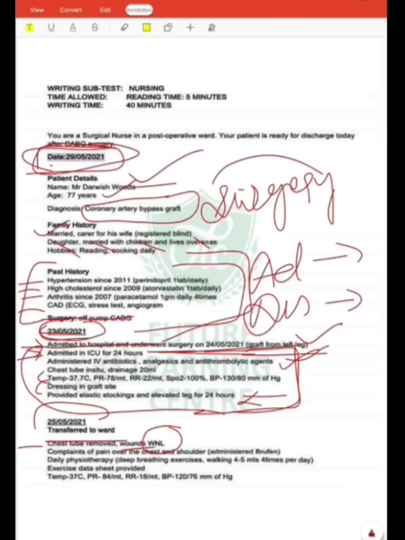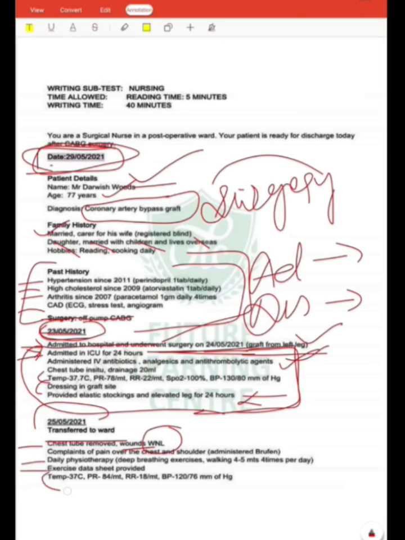He has complaints of pain over the chest and shoulder, for which he was managed with Brufen. Daily physiotherapy was commenced, in which deep breathing exercises and walking 4 to 5 meters, 4 times per day, were initiated. Okay. Exercise data sheet provided.